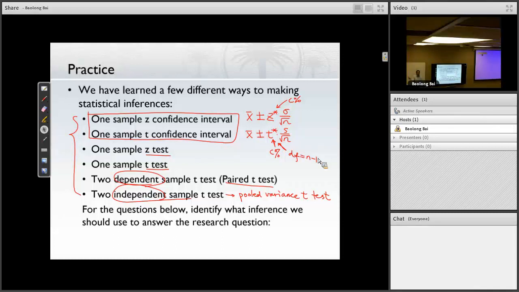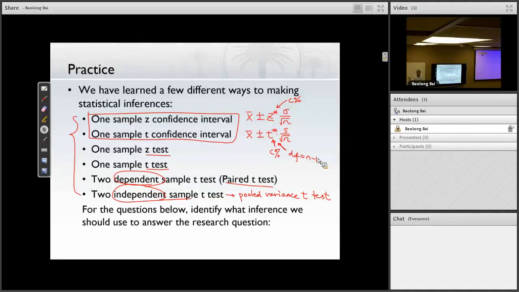And step 5, conclusion, right? The only step being different between all the tests is step 3, calculating the test statistic and finding the p-value. So you're going to have a different formula to calculate the different test statistic depending on which scenario you have. All the formulas will be given to you. You just need to identify what is given in the problem, right?